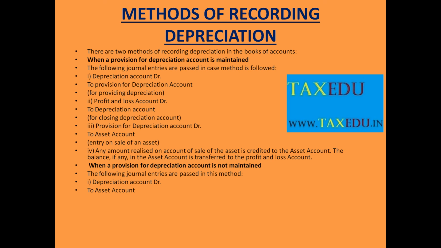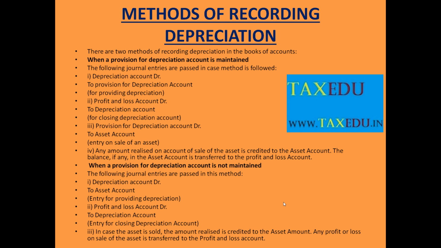Depreciation account debit to asset account. Directly एसेट जो है वो क्रेडिट हो जाएगा और डेप्रिसिएशन अकाउंट डेबिट हो जाएगा. इसमें क्या है एंट्री फॉर प्रोवाइडिंग डेप्रिसिएशन. प्रॉफिट एंड लॉस अकाउंट डेबिट टू डेप्रिसिएशन अकाउंट, एंट्री फॉर क्लोजिंग डेप्रिसिएशन अकाउंट. प्रॉफिट एंड लॉस अकाउंट डेबिट में देखिए यहाँ पे दिखाया गया है. तो क्या होगा इन केस द एसेट इज सोल्ड, the amount realized is credited to the asset account, any profit or loss on sale of the asset is transferred to the profit and loss account.